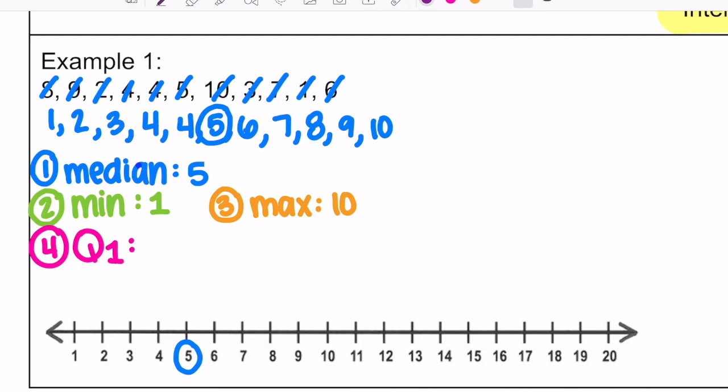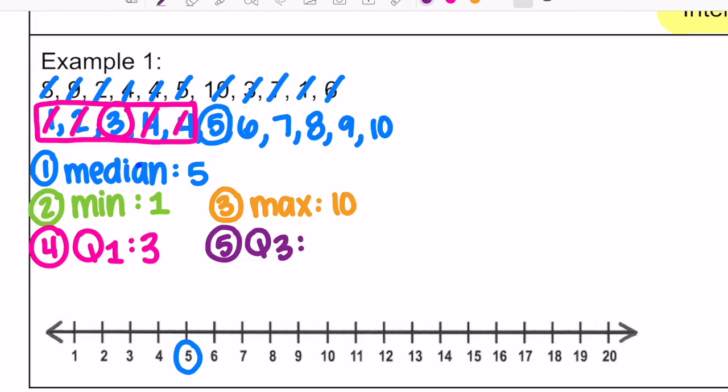Okay, so to find Q1, you're going to take the left side, so the lower numbers from the median, and find the middle number here. So you would do the same process of finding the median for these set of numbers. So you would use 1 and 5, 2 and 4, so 3 is our Q1. And then same thing for step 5, finding Q3. You're going to do that same process, but on the higher end of your numbers. Okay, so to find your upper quartile, you would use 6 and 10, 7 and 9, and then 8 is our median for that half of the numbers. So Q3 is 8.